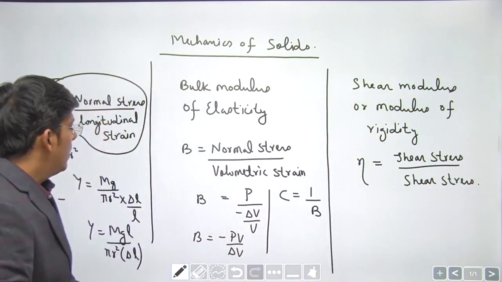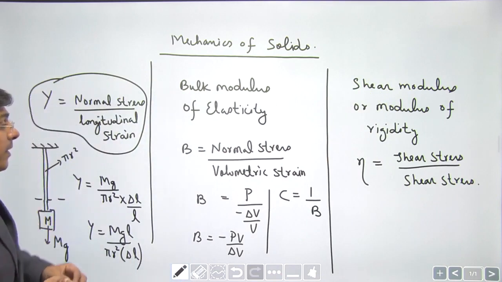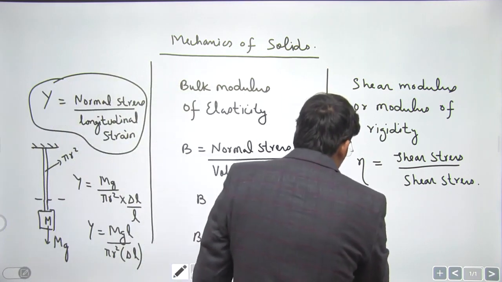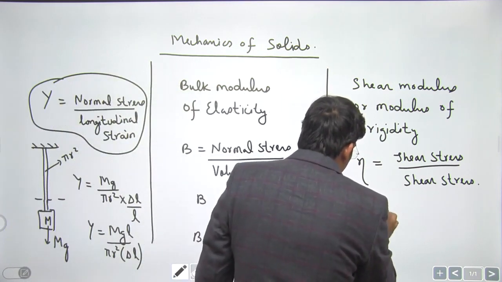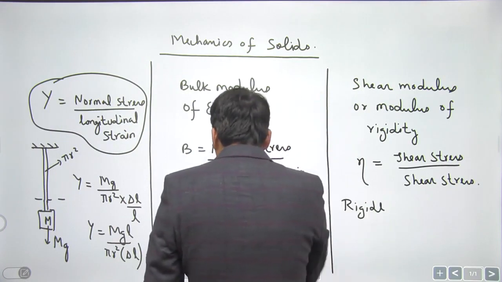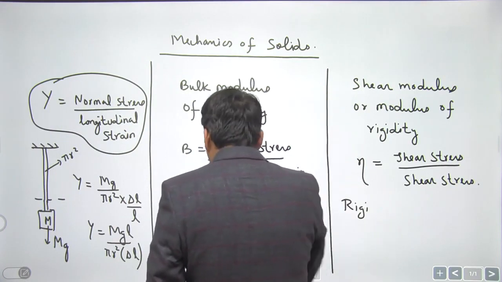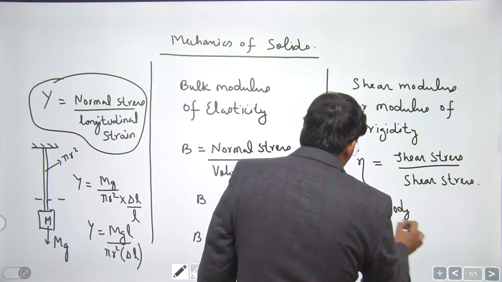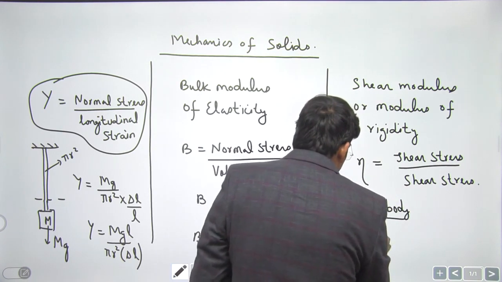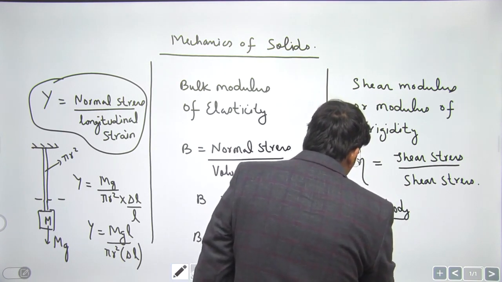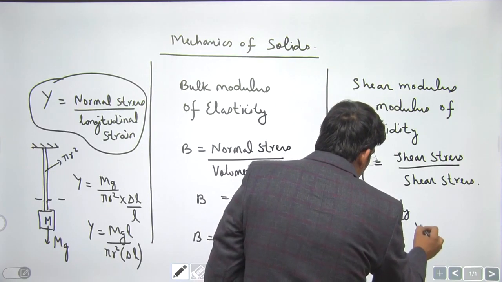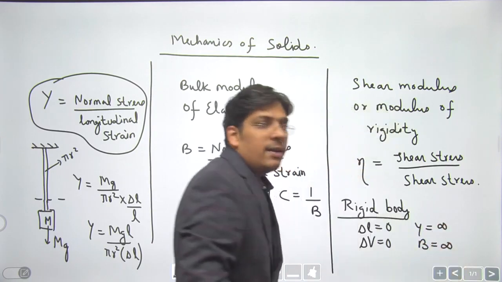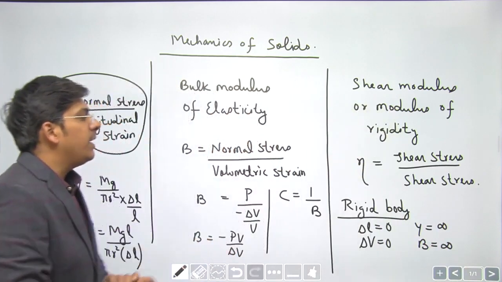Now one important thing to note, dear students, when you are given a perfectly rigid body, right? What is a rigid body? That does not compress or expand. So for a rigid body, you know that change in length is 0 and change in volume is 0. So Young's modulus of elasticity for a rigid body is infinity. Bulk modulus of elasticity again for a rigid body is going to be infinity, dear students.